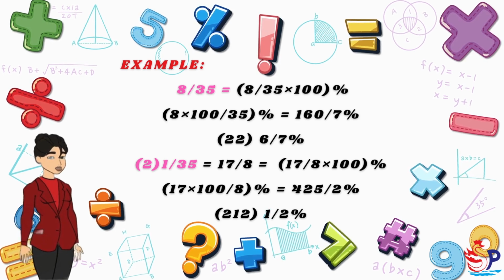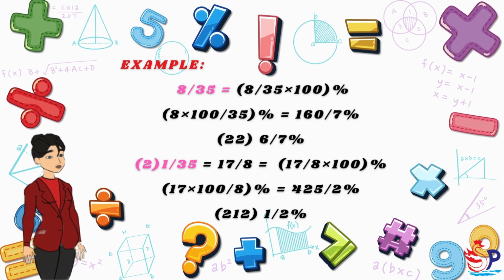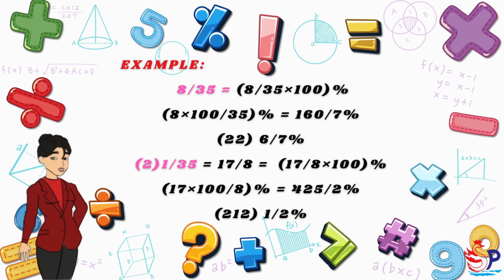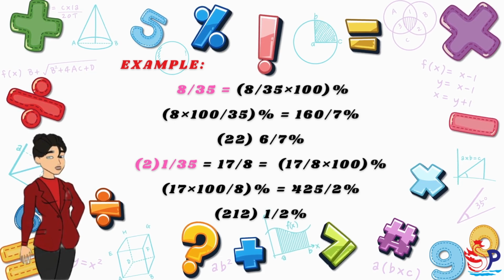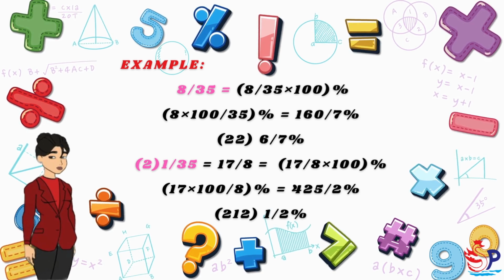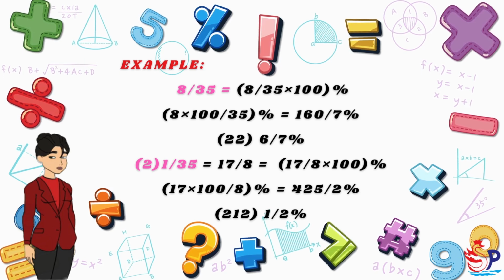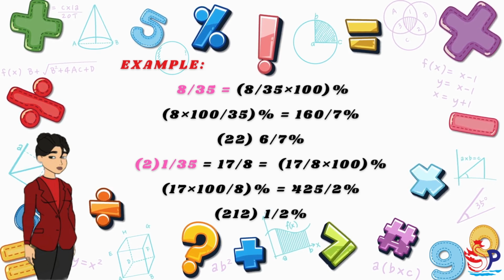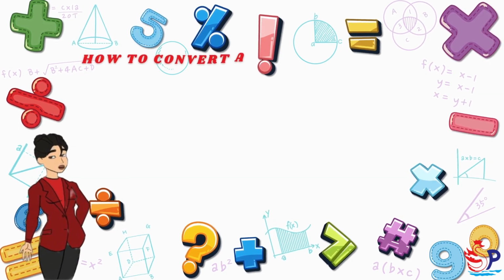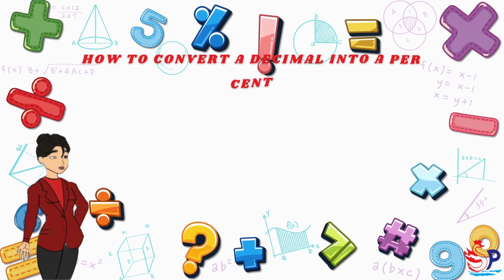22 6 by 7%. 2. 1 by 35 is equal to 17 by 8, which is equal to 17 by 8 multiplied by 100%. 17 multiplied by 100 by 8% is equal to 425 by 2%, which is 212 1 by 2%.